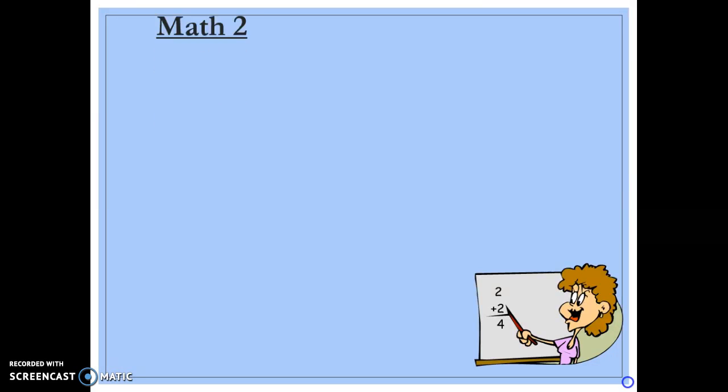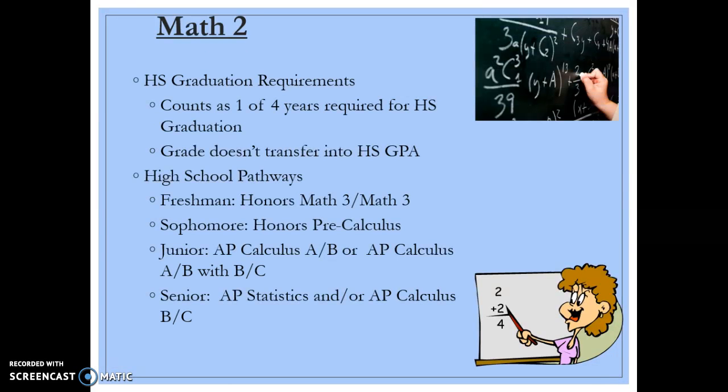Once they get to high school, they have some options. They will walk in with another credit of high school graduation for this course, and so they'll have 2 of those from Math 1 and Math 2, and the grade does not transfer into their GPA, but it is showing up on their transcript. The courses will show up there, both Math 1 and Math 2.